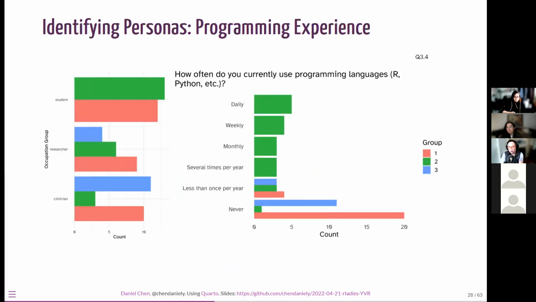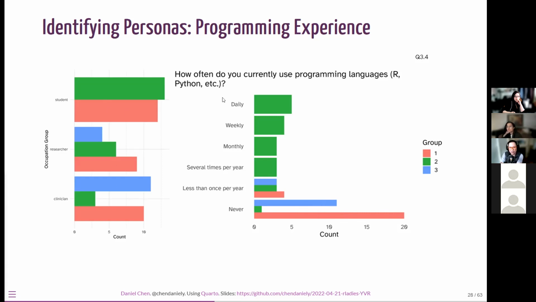And so on the left, I had that same demographics plot grouped by the students, researchers, and clinicians. And then we looked at those representative questions from the factor analysis. One of them was question 3.4, which asked, how often do you currently use programming languages like R or Python, et cetera? And here is the colored bar graph of the 3 groups. The thing that stands out the most is that green seems to be the more experienced group of the bunch. And then groups 1 and 3 are these never programmers.